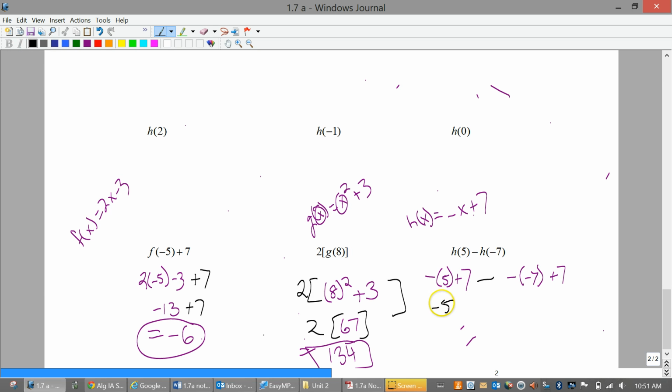So this is -5 plus 7, minus a negative is going to be positive, plus 7. -5 plus 7 is 2. 2 minus 7 is -5. Answer is 2.